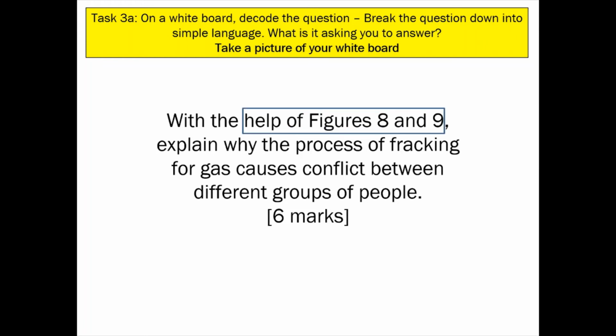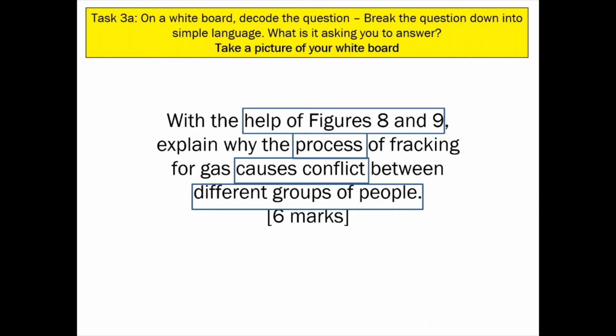So first of all, it's asking you to use the help of figures 8 and 9. So what does that mean? Where are we going to get our information from? It then goes on to explain why the process of fracking for gas causes conflict between different groups of people. So what does the word process mean? Okay, and how does it link to fracking for gas? Okay, next one then is causes of conflict. And again, what does conflict mean and how does it link to between two different groups of people? And then finally, what two groups of people would have conflict in terms of fracking for gas?